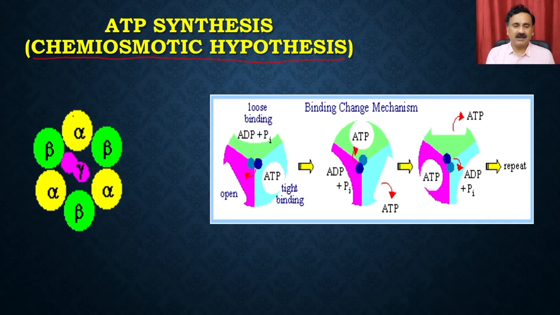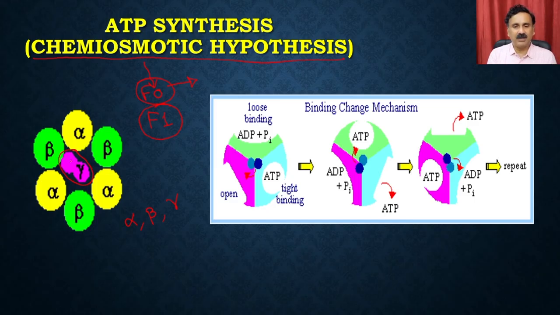What it says is that the F1 particle, you remember, it has two particles, one is the FO particle, the other one is the F1 particle. FO is the integral membrane protein which is only responsible for holding the F1, and it also gives the path for the protons to enter, right? Whereas F1 is actually a multimeric protein complex, and it contains three different proteins: the alpha subunit, the beta subunit, and the gamma subunit. The gamma subunit is present in the center.